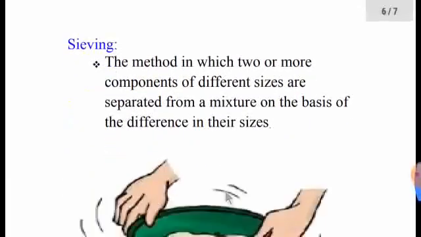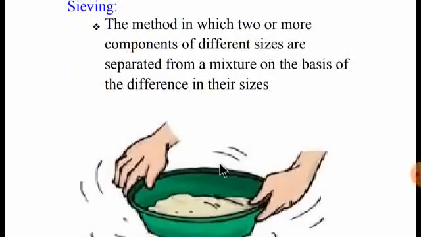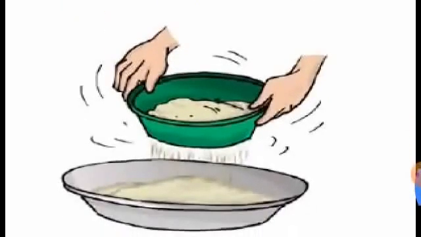Next we have sieving, which is a process we use in our day-to-day life. Moms used to use this sieving tool to separate the mixture. It is the method in which two or more components of different sizes are separated from a mixture on the basis of the difference in their sizes. For example, by mistake we have mixed pepper or something along with rice or with rava. So it can be separated using the tool called a sieve.